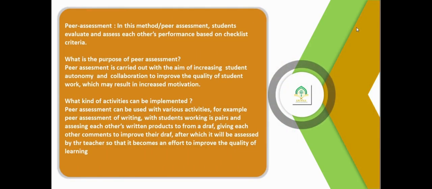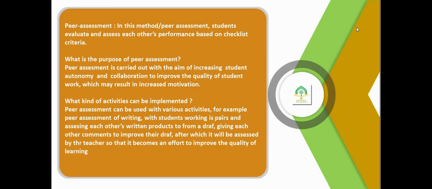Okay, next slide. I will explain peer assessment. In this method of peer assessment, students evaluate and assess each other's performance based on checklist criteria. What is the purpose of peer assessment? Peer assessment is carried out with the aim of increasing student autonomy and collaboration to improve the quality of student work, which may result in increased motivation.